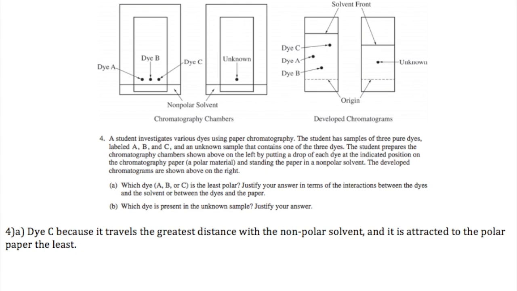Part A. Now let's move on to part B, which asks, which dye is present in the unknown sample? So the first step here is trying to align the unknown sample with one of the known dyes. And we can also see that the solvent front is different on both sides.